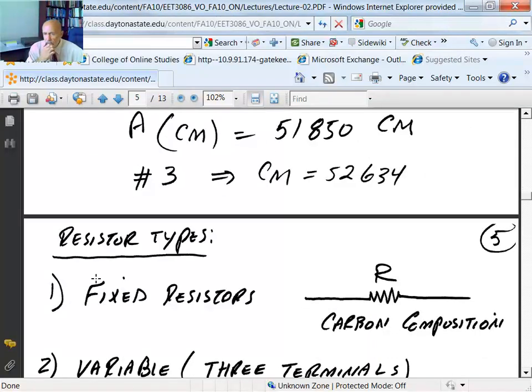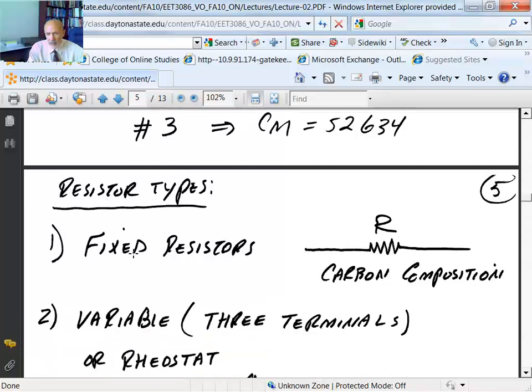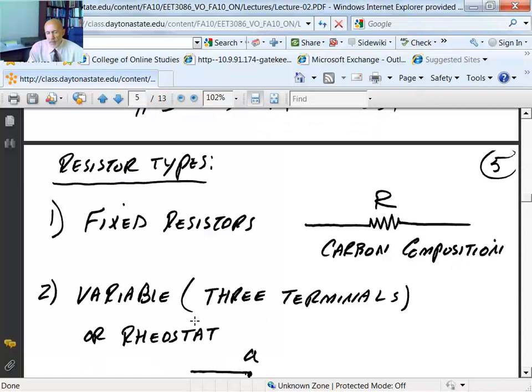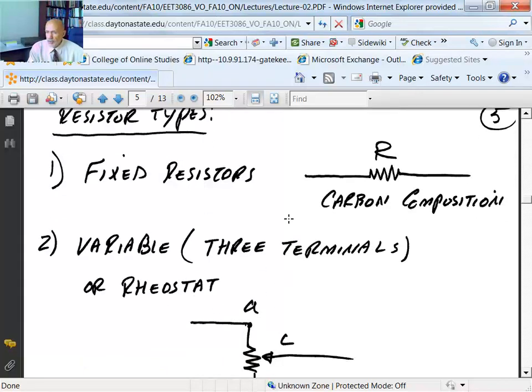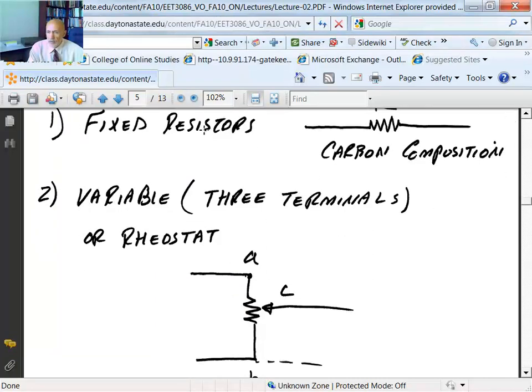Now let's look at the resistor types. There are 2 different types. One is a fixed resistor, which is 2 terminal. These are mostly carbon composites. And there are variable resistors. There are 3 terminals. Fixed resistors are 2 terminals. They use what is called a rheostat. That's a variable resistor, and then you can also use it as a potentiometer.